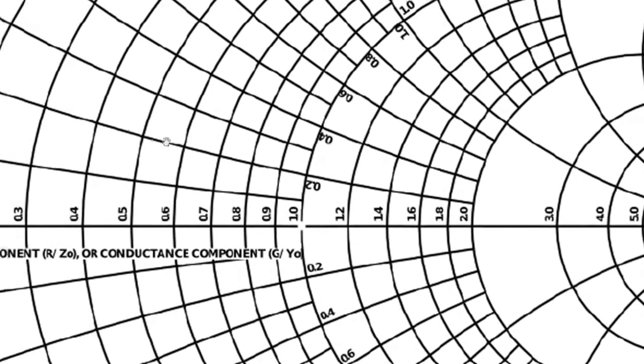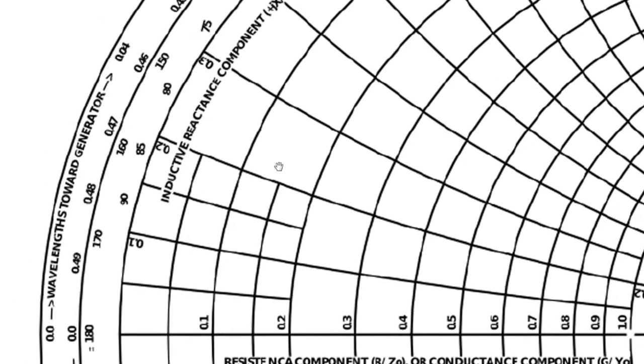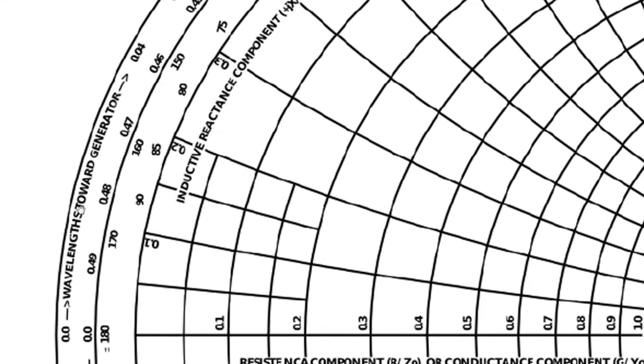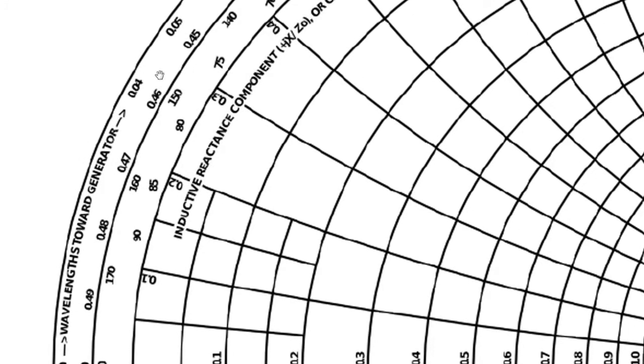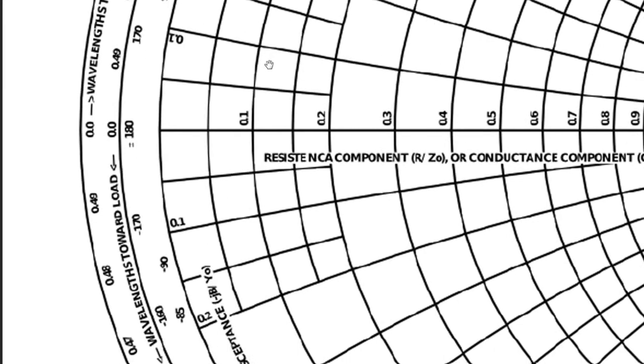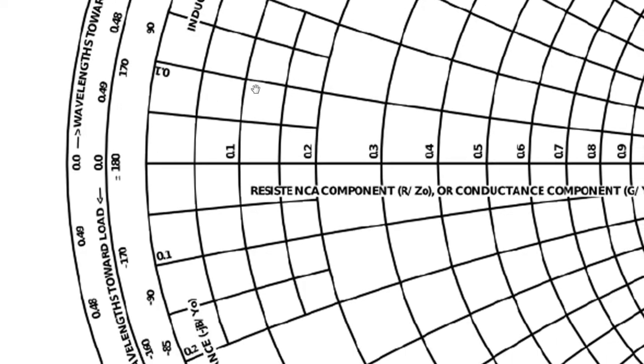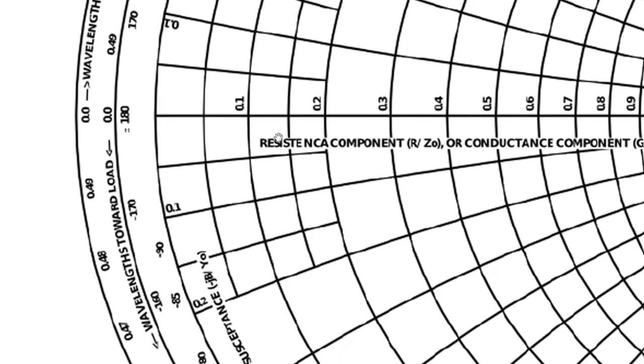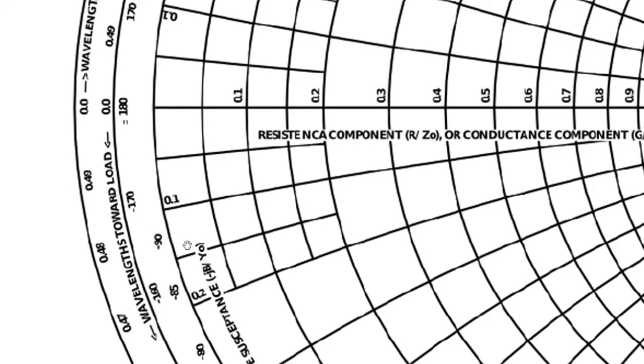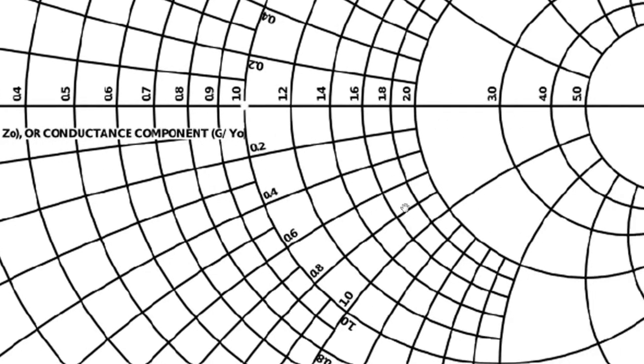Okay? Now, on the outer part of our circle, on its circumference, you can see here wavelengths towards generator. So, all these tiny numbers here, 0.04, 0.05, 0.06, etc. Those are like 0.04 lambda wavelengths toward your generator. And on that side, that is moving clockwise. If you're moving counterclockwise, then those are wavelengths towards the load. Yeah, the opposite case is this on my right side.